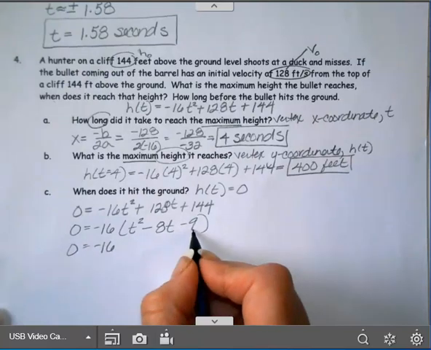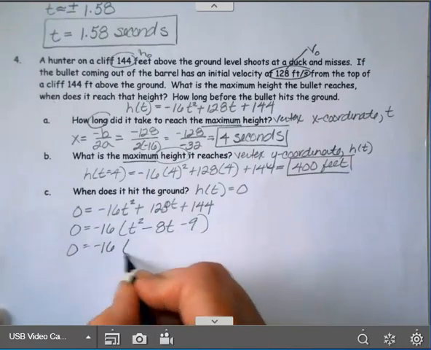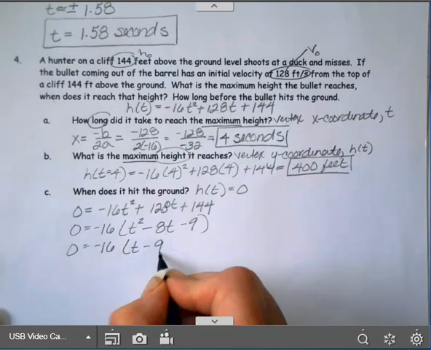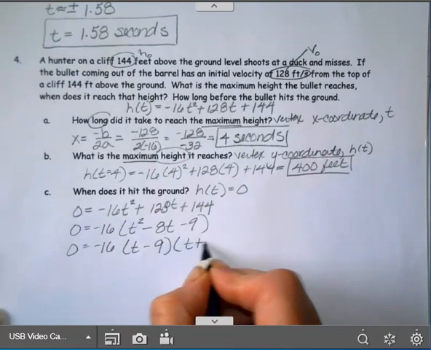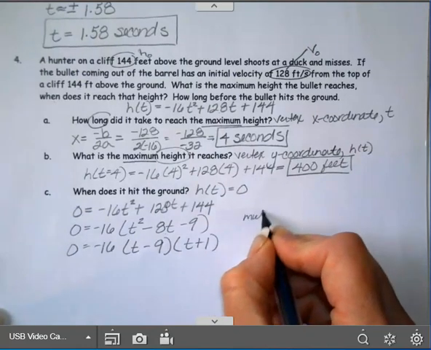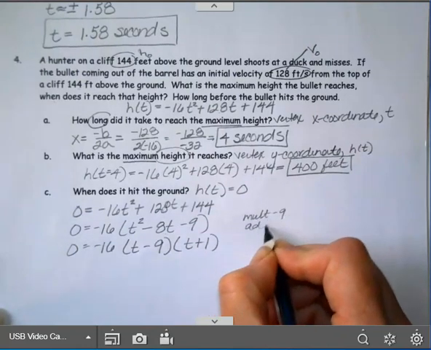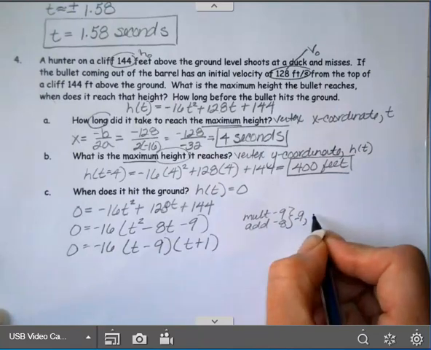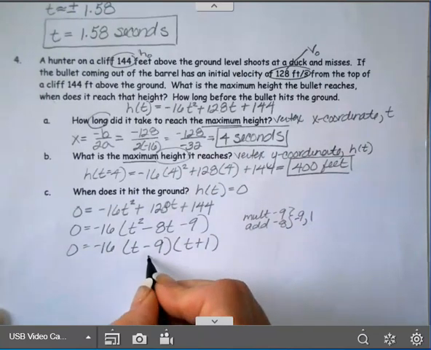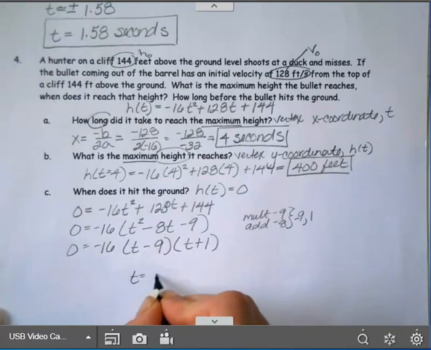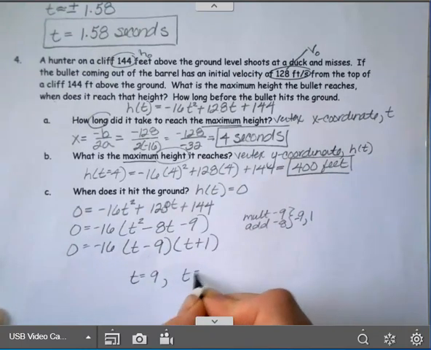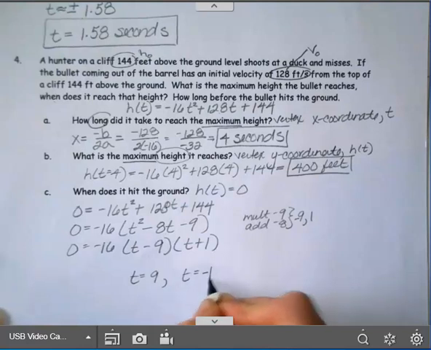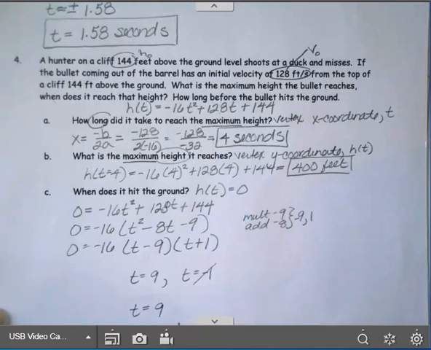And I need something that multiplies to negative 9 and adds to negative 8. So that's negative 9 and 1. I'll write that to the side. So you wanted it to multiply to negative 9 and add to negative 8. So my numbers I found were negative 9 and positive 1. What makes this first factor 0 is 9. And the second factor is 0 if t is negative 1. I will have to throw the negative 1 out. And so the hunter's bullet will hit the ground after 9 seconds.